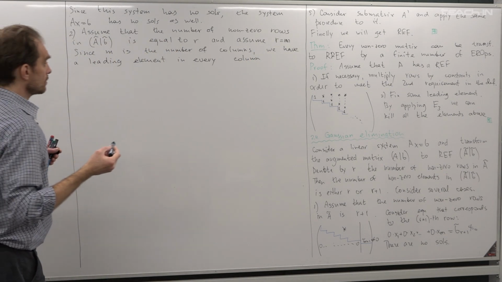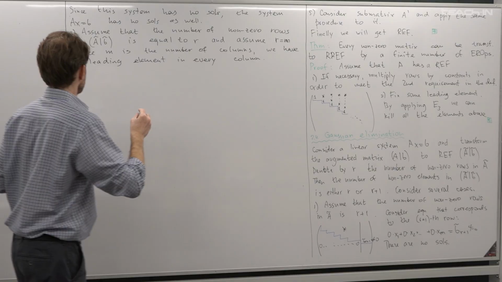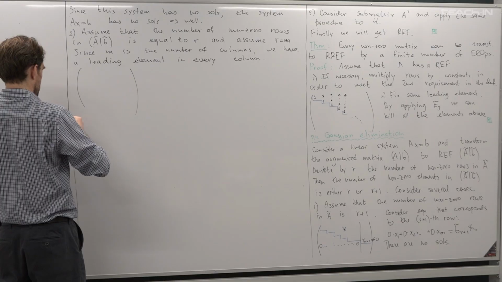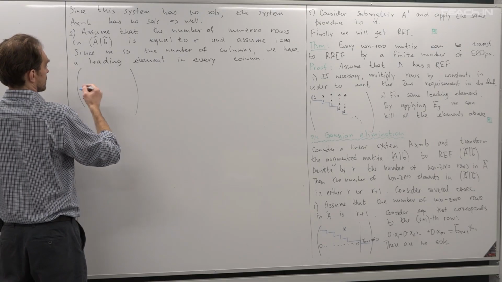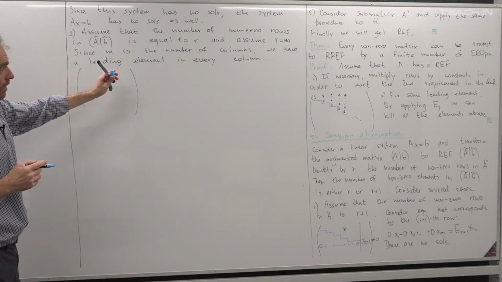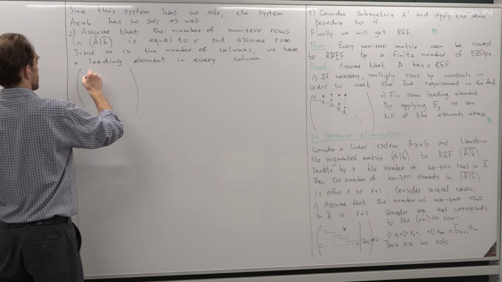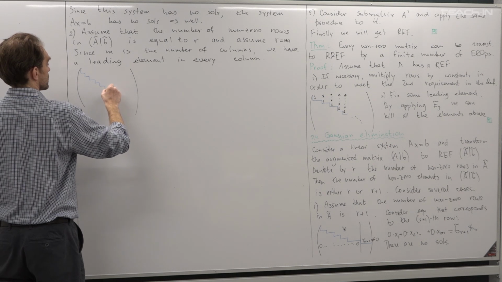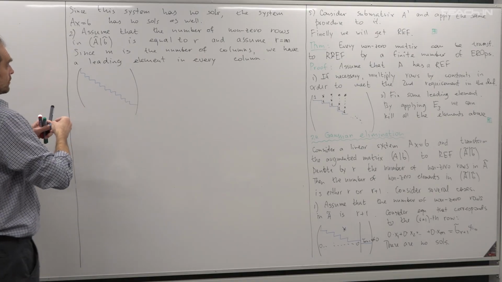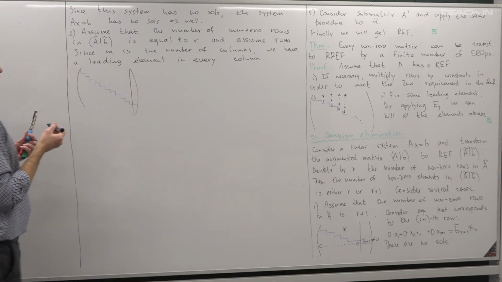Okay, so this means that our matrix has this kind of form. So we have just steps here. The number of non-zero rows is equal to the number of columns, and this means that we have this staircase structure, and the length of each step equals 1, right? So we are going to have something like this.